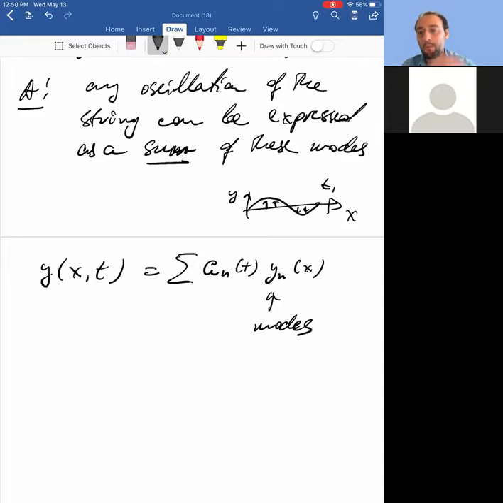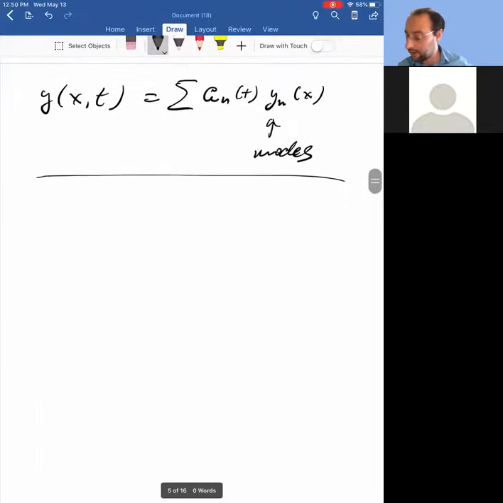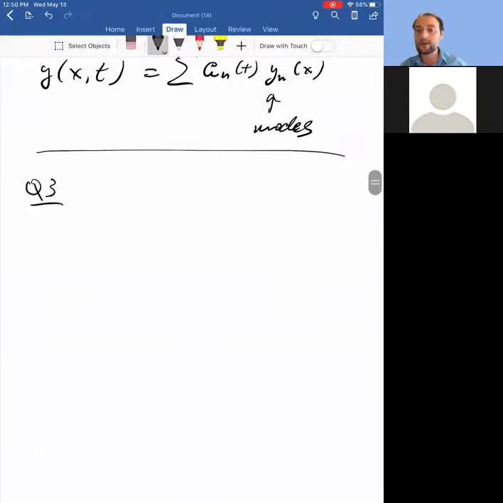Okay, if this bothers you, if you don't feel comfortable with that, that's okay. Just in plain English, this is the same as saying that you can express any distortion of the string, any dynamics of this string, as a sum of those modes. So that's why those modes are useful. And question number 3, these are good questions for you to think about.